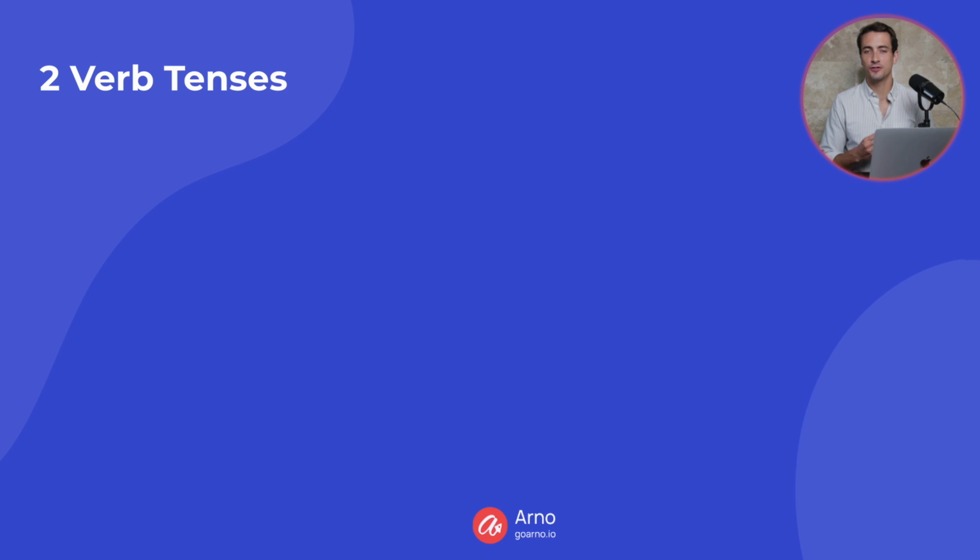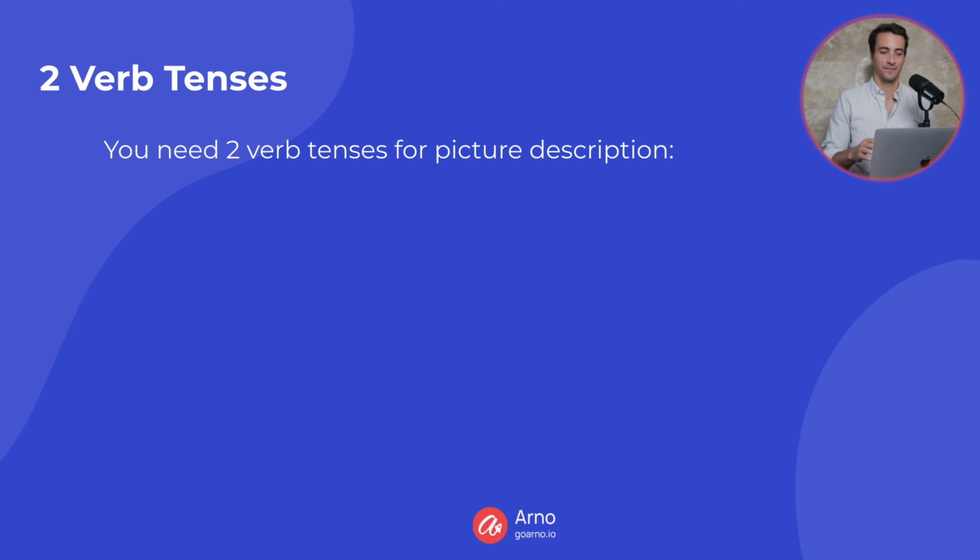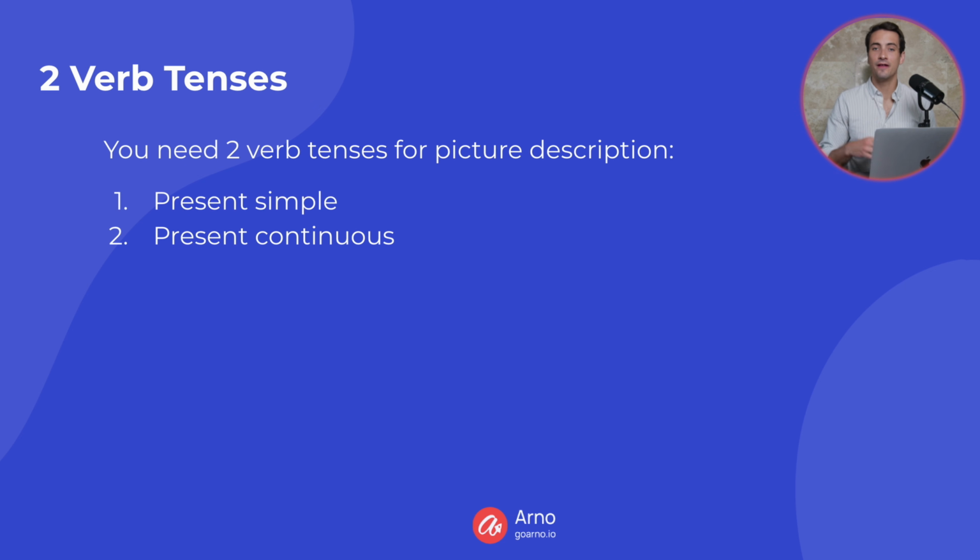In this lesson, I am going to teach you the grammar that you need to know in order to get a great score on picture description questions on the DET. This essential grammar consists of just two verb tenses. They are the present simple and the present continuous. You may recognize these verb tenses from your English classes, and even if you don't, you probably are already familiar with using them because they are so essential in English.